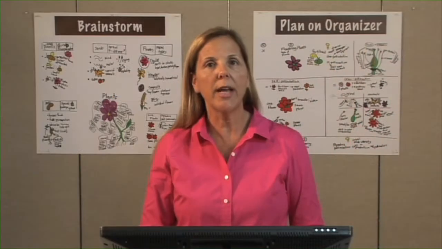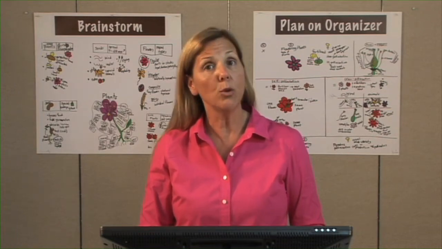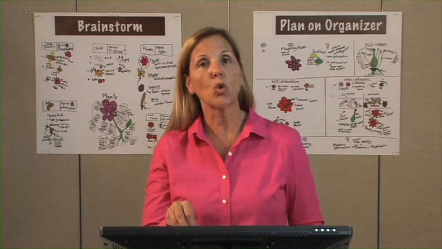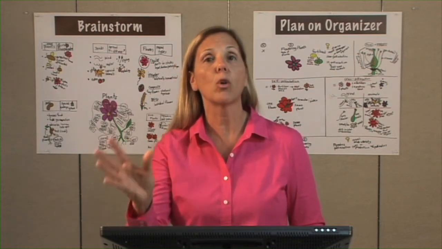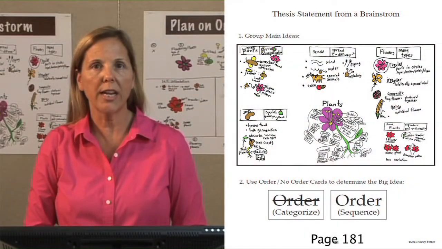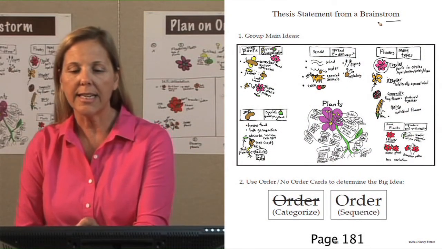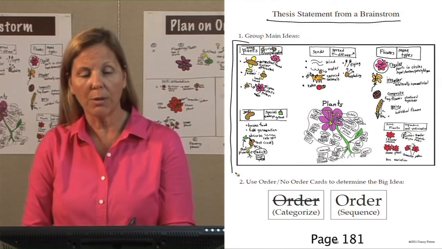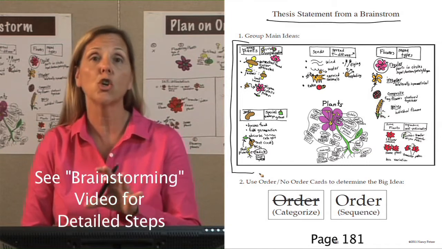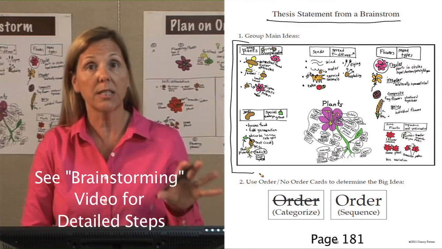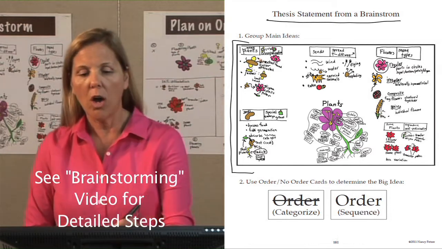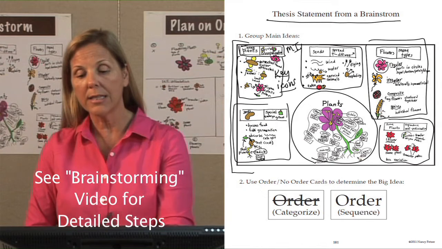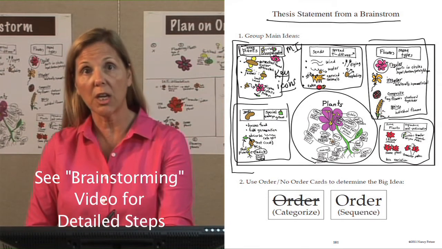Let's go to page 181 to begin the process of using our brainstorm that we have done previously about plants, how to take that brainstorm, put together certain information, and form a thesis statement. Notice on page 181, we are looking at a thesis statement from a brainstorm. Here's the brainstorm that we have done on a previous video. So you'll need to go back to that video if you haven't seen it to see how we put together this brainstorm. On our brainstorm, notice we have main ideas and details, as well as information if I need to write a description of this subject.